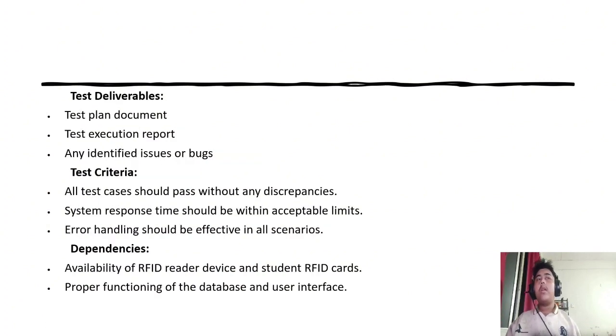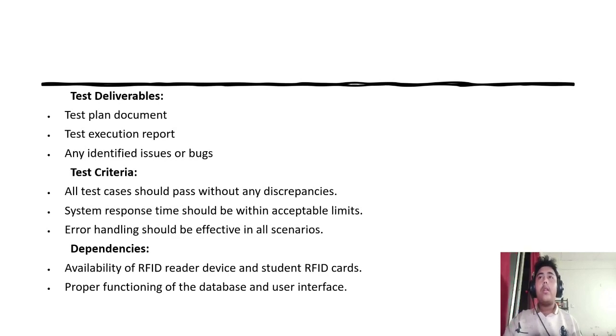Okay, next one is test deliverables. Test plan document, test execution report, any identified issues or bugs. So what is a test plan document? For example, I'm trying to take a Shango RFID card on the RFID reader, to see whether the system is going to let it in or not. So that's a test plan document. Whatever test plan I have, I'm going to document it.